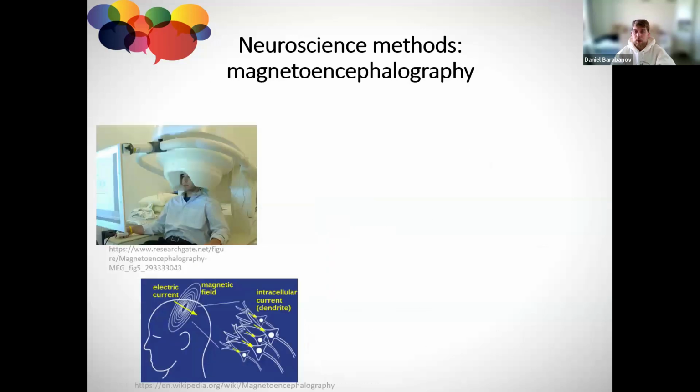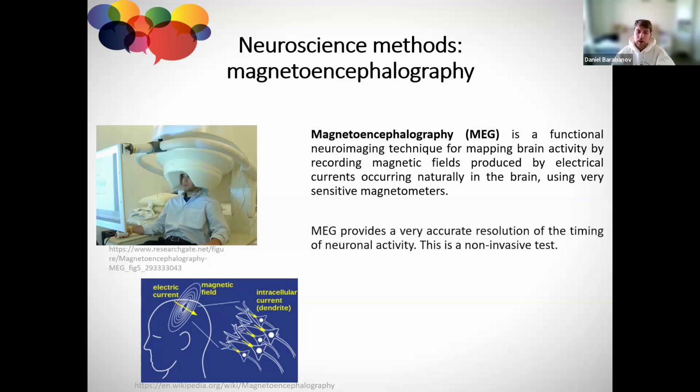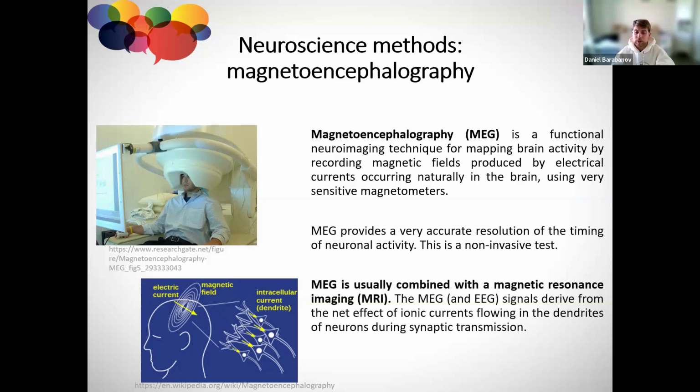So one more method is called magnetoencephalography, or MEG. It is also a functional neuroimaging technique for mapping brain activity. Because neurons elicit electricity, they also have small, weak magnetic fields. And magnetoencephalography actually detects those weak magnetic fields that our brain naturally elicits, and uses this data to analyze the level of activity of the participant.